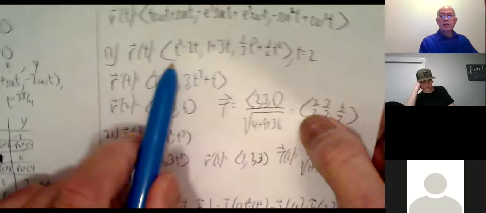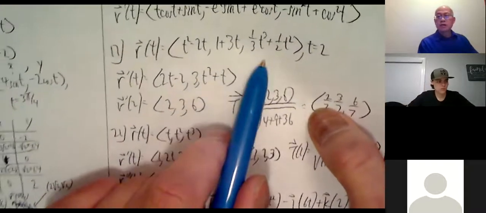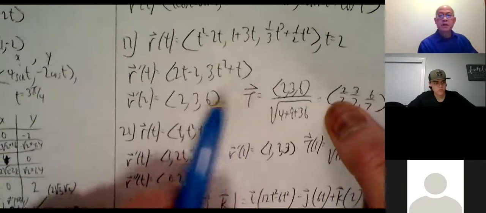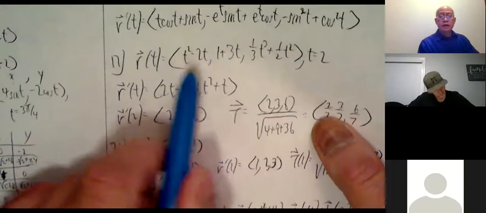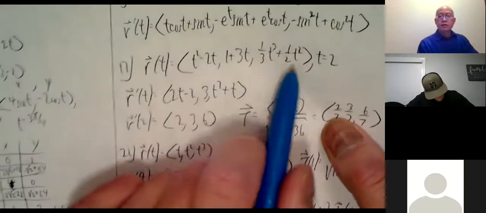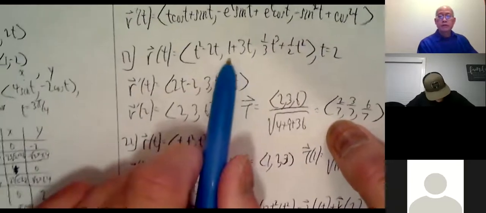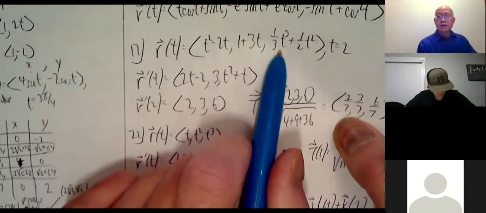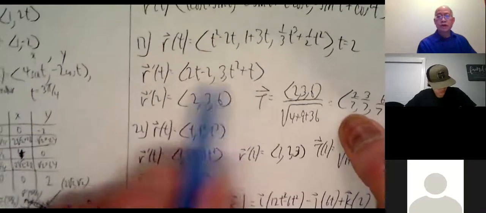So r of t is t squared minus 2t, 1 plus 3t, 1 third t cubed plus 1 half t squared, and you're at t equals 2. Okay, find r prime, just like the previous one. Take the derivative of that, derivative of that, derivative of that. So that's going to be 2t minus 2, right? The derivative of 1 plus 3t is 3. The derivative of that is t squared plus t, right? 3 times 1 third is 1. 2 times a half is 1. So you have this.